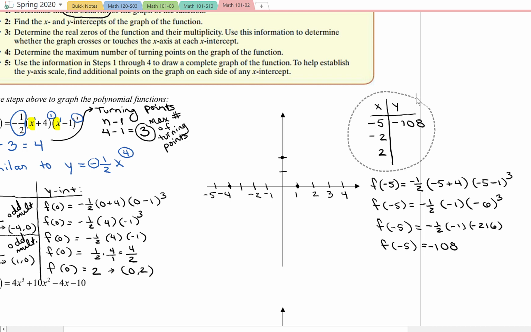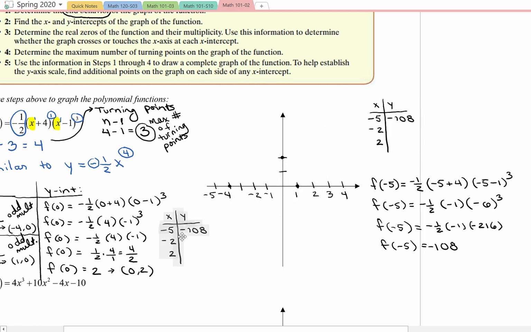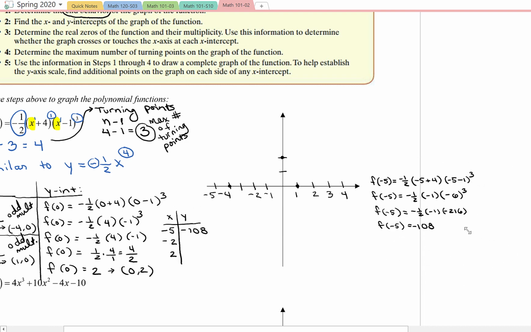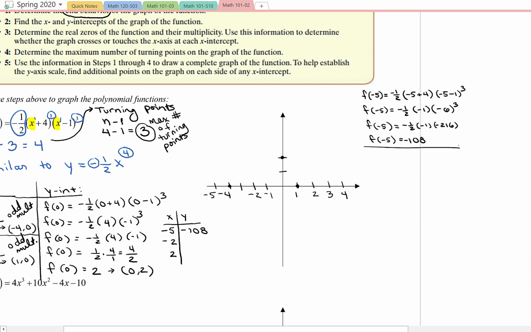Okay, now we're going to substitute that -2. Before I substitute -2, let me just move some things around here so that I have more space to write this problem. I'm going to move this up here. And now I have some more space. Let's find f of -2.